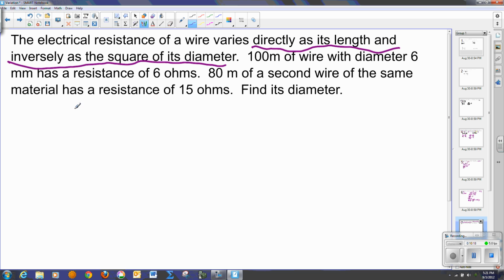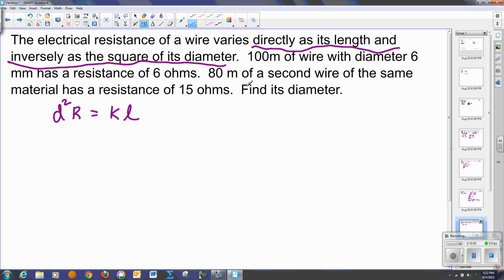So I'm going to call R my resistance, and I'm going to set up a direct variation with the length. So that's K L. But I also have to have an inverse relationship going on at the same time with the diameter. So an inverse relationship with R would be a multiplication. So d squared R acts as my inverse, and that's going to equal K. And R, KL, acts as my direct, and that works with the length.